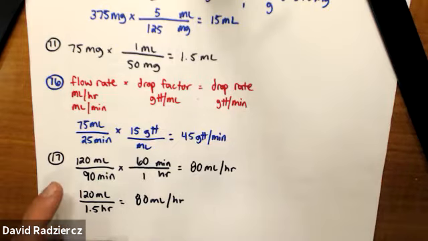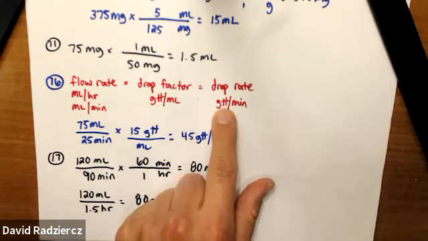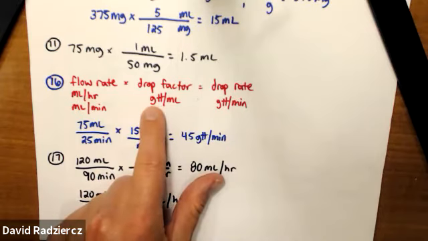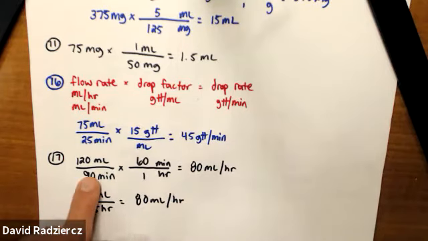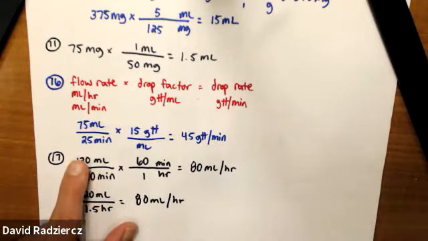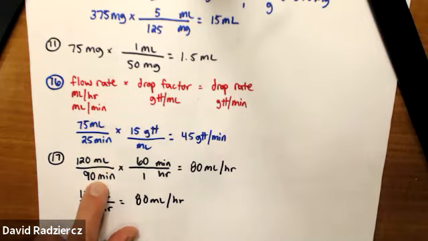And then you'll know you're doing a drop factor problem because it'll ask you for the drop rate and it'll give you a drop factor. That's another way to differentiate. So for 17, it just says calculate the flow rate, and all a flow rate is, is volume and time. And then the time, they wanted it in hours. So you just provide it to them in hours.